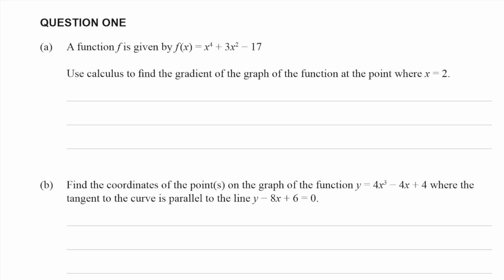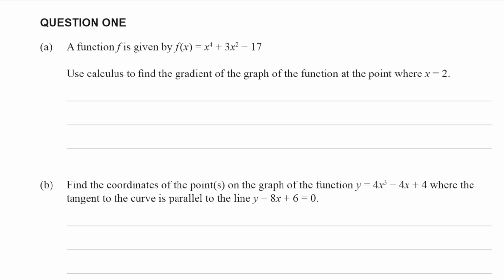Hello, so we are given a function f of x, which is a quartic function, right? How do we know that? Well, the highest power of x is to the power of 4, and all the other terms are polynomial terms, right, with x's or constants. And we are asked to find the gradient of this graph at the point where x equals 2.